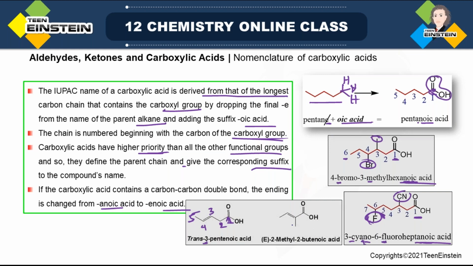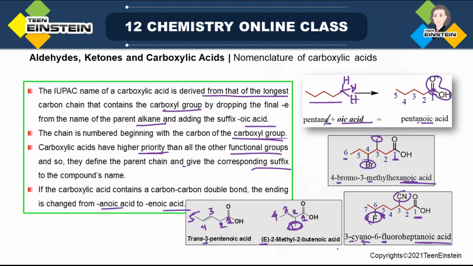Next example, here not just a CC double bond, we also have a methyl substituent. This is 1, 2, 3, 4. So the longest chain is 4 carbons. The methyl substituent is present at 2 position. At 2 position there is also a double bond present. So 2-methyl-2-butenoic acid. If there is no methyl, it is simply 2-butenoic acid, just like the previous example. But now there is a methyl group. So 2-methyl and also E is mentioned. 2-methyl-2-butenoic acid.